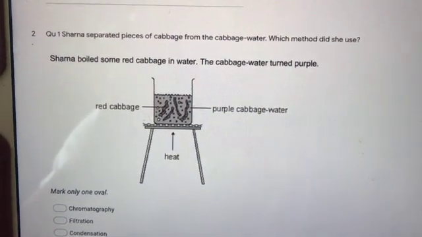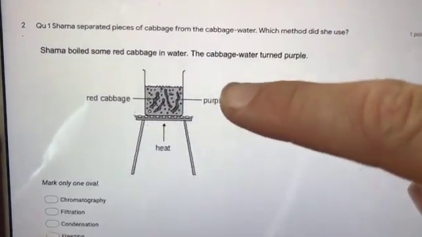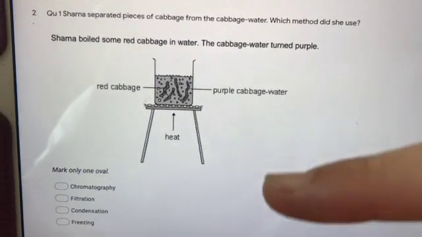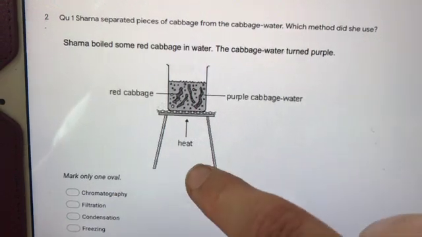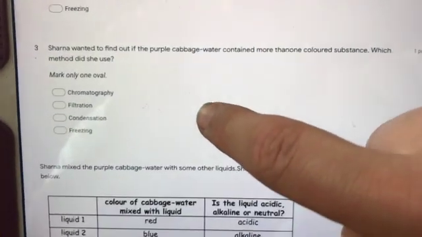So the first question, we want to separate out the coloured water from the cabbage. How are we going to do that? We want to let the water through but catch the bits of cabbage. That's filtration. So using a filter, that's going to be how we're going to separate those first two mixtures.